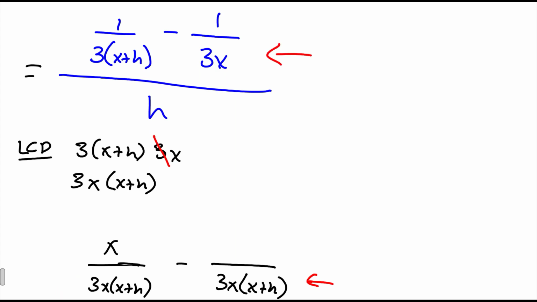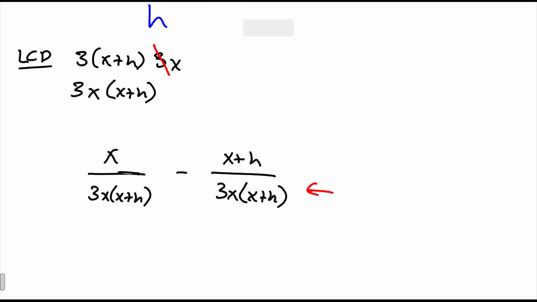I have a 3 and I have an x, okay, for both of my denominators. The only thing I'm missing is an x plus h. So what I'm missing gets multiplied by the numerator. So that would be x plus h times 1, or just x plus h. Alrighty. Now, we are going to deal with this h down here at the bottom, so we haven't forgot about that.